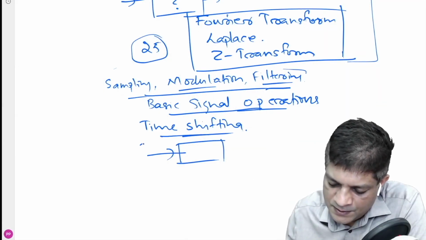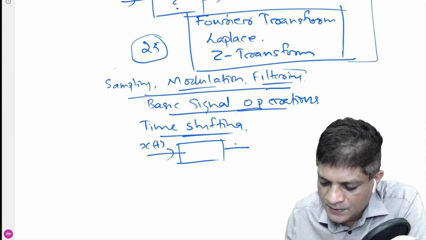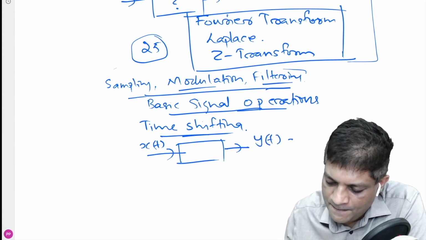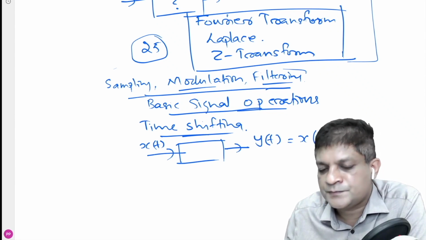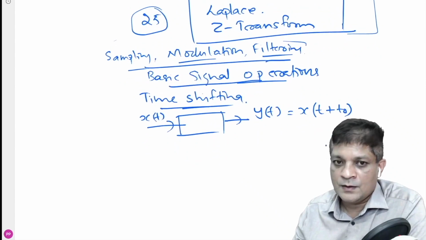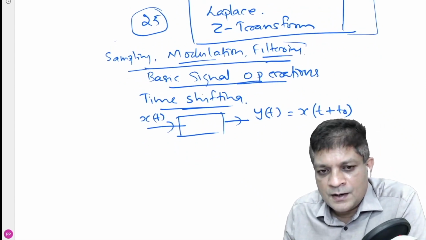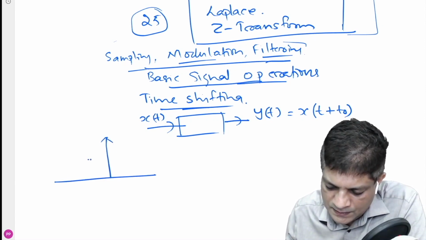Time shifting operation means if you are given x(t) as the input signal, the output signal is, let's say, x(t + t0). This is the time shifting operation. Now let us consider an example. Let us take this signal.